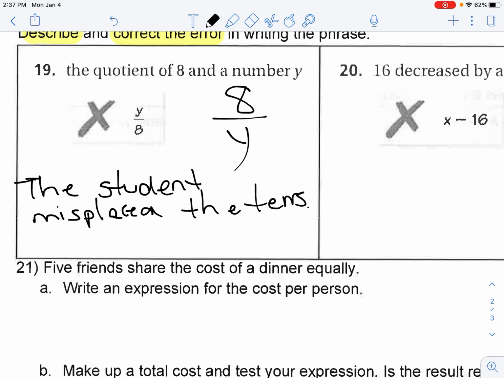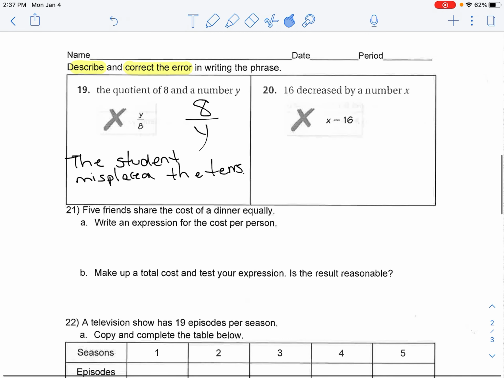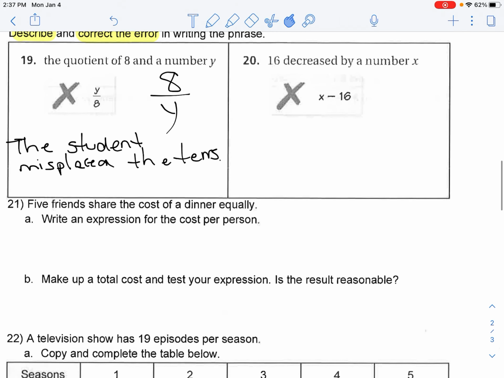Okay, so let's take a look at number 20. 16 decreased by a number x. So you guys are going to take a look at what the problem looks like and how it should have been written.